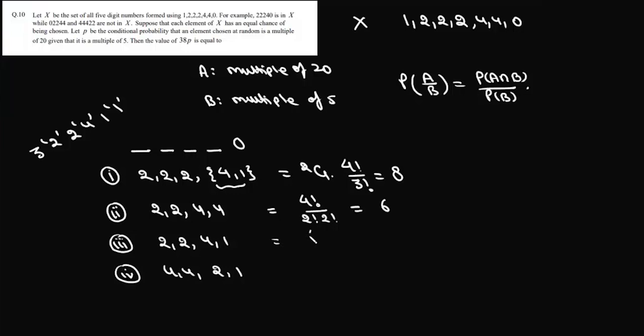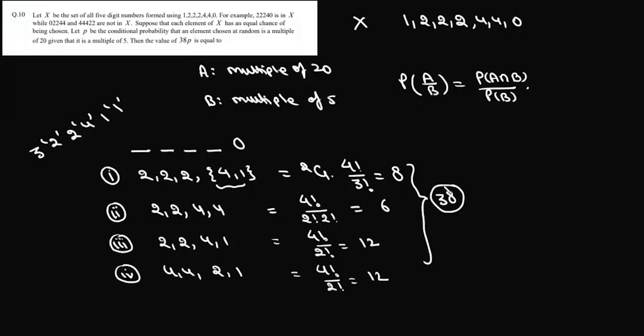For 2 2 4 1, factorial 4 divided by factorial 2, which is 12, and here also it will be factorial 4 divided by factorial 2, and this again is 12. So this is 38 cases altogether. So we have altogether 38 cases.